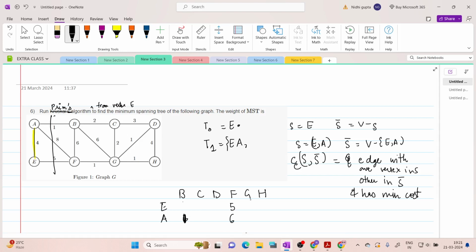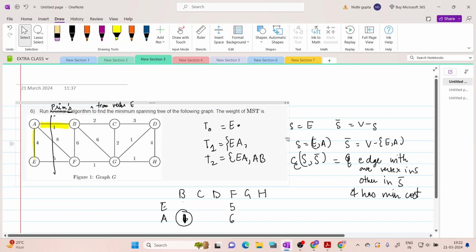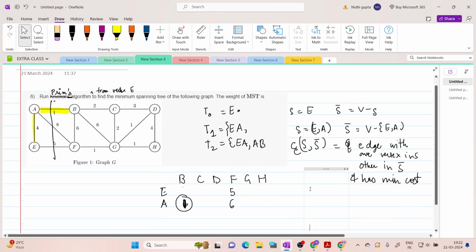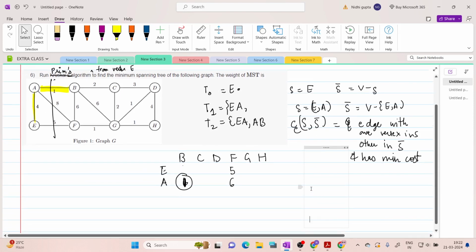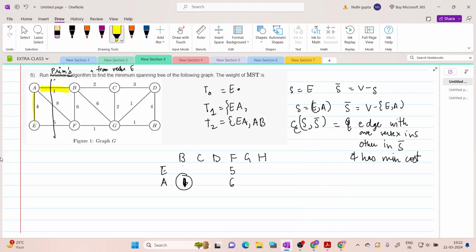So among these, AB is the minimum weight. So we see that the next edge that we are going to add is AB. So AB is the next edge. Now we repeat this process. So now the set S will be EAB, and set S bar will be the rest of the vertices.